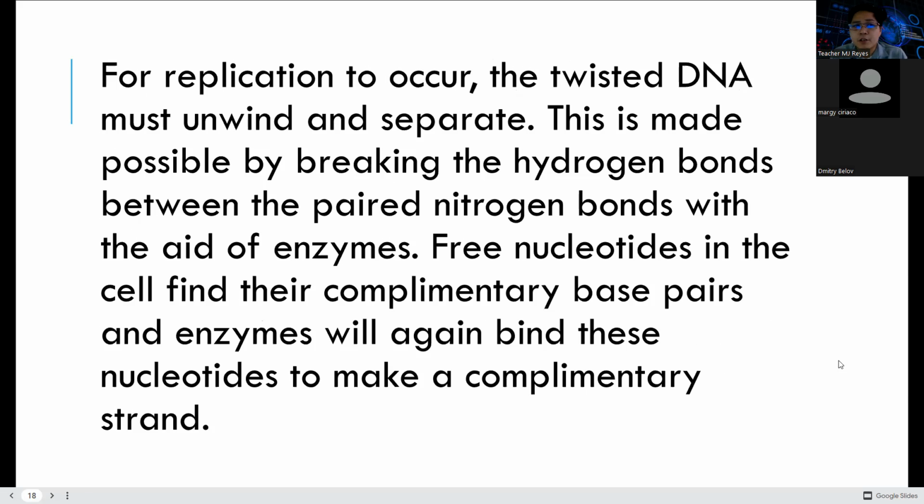For the replication to occur, the twisted DNA must unwind and separate, because remember that it is intertwined. It should be unwound, removed, and separated. This is made possible by breaking the hydrogen bonds. Remember the bonding that I was telling you a while ago? Adenine and thymine have 2 hydrogen bonds, while cytosine and guanine have 3 hydrogen bonds. They need to be broken.